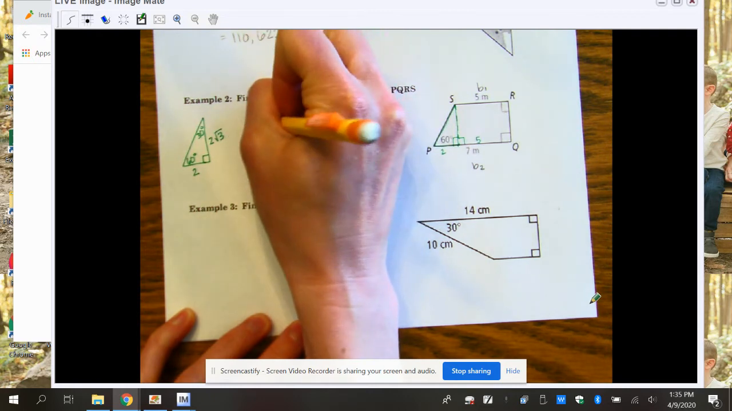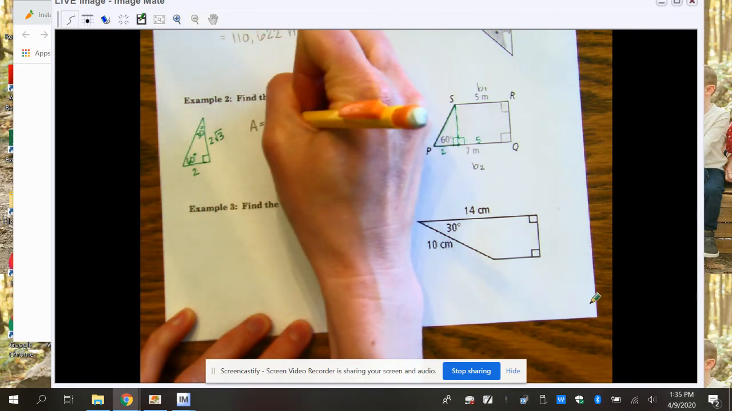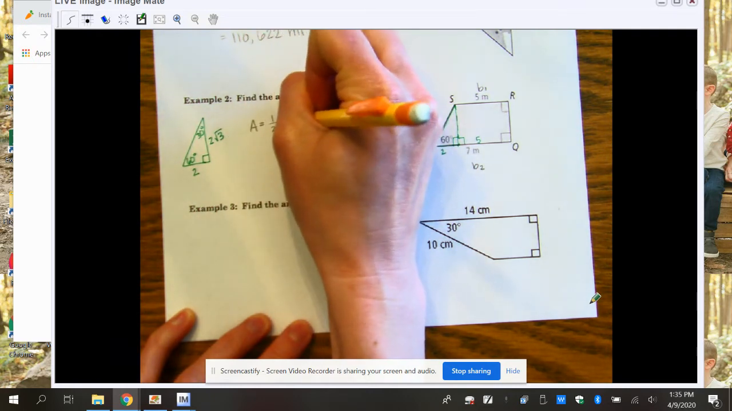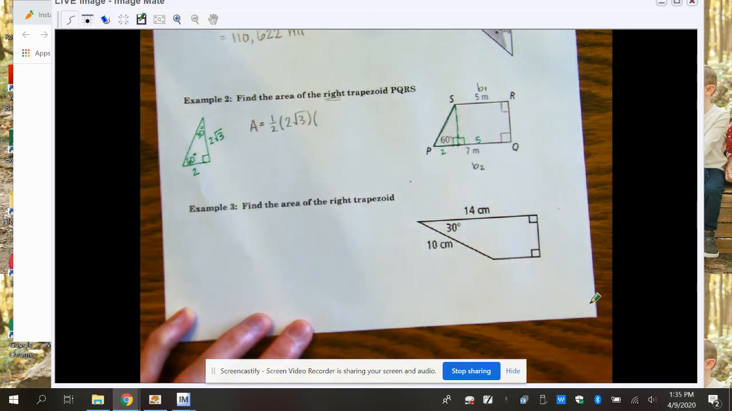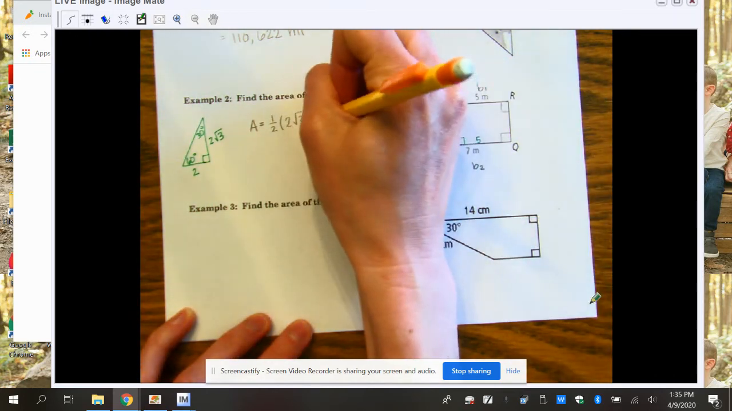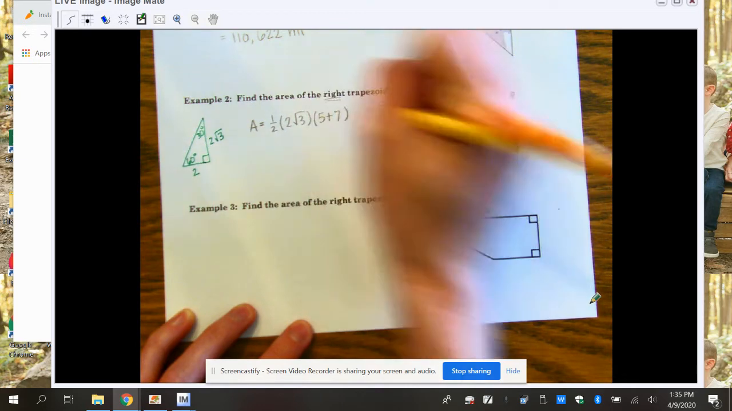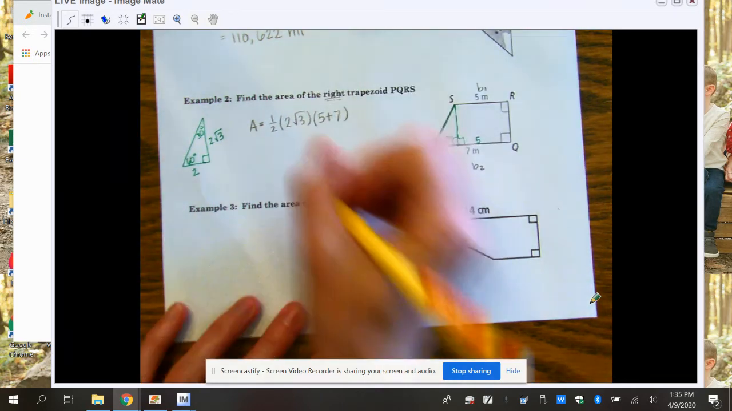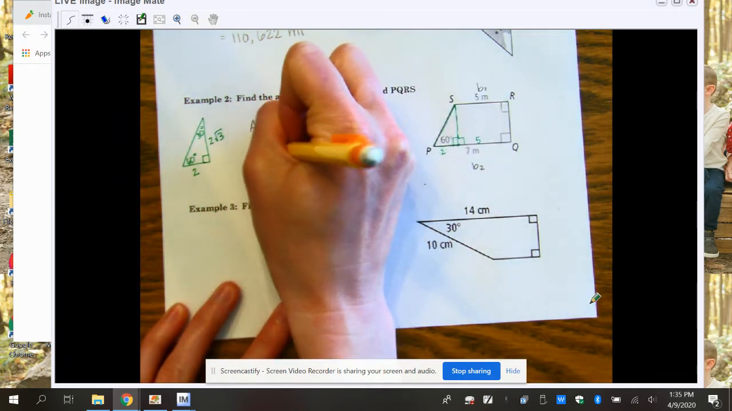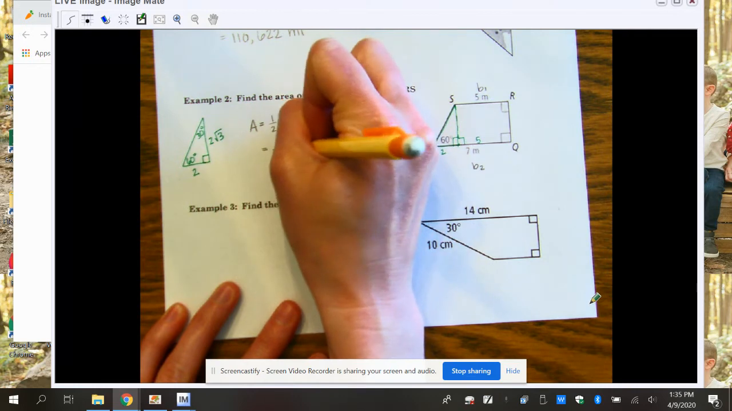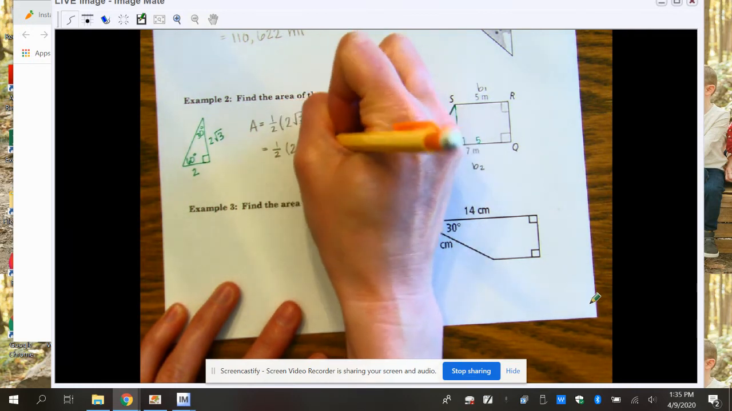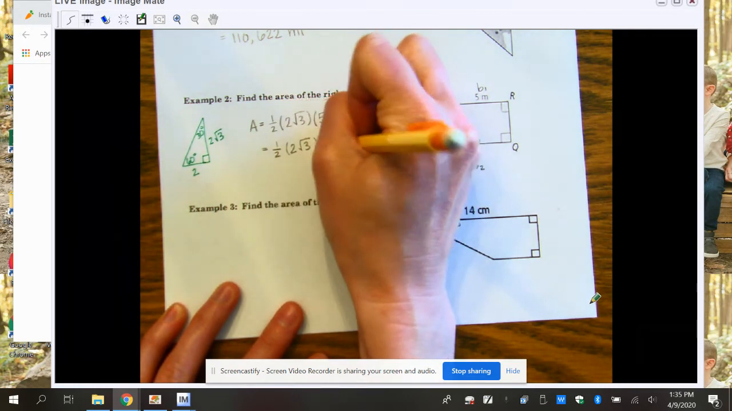So it's going to be 1/2 times our height, which is 2 radical 3, times the sum of our bases, which would be 5 and 7. Okay. So I'm going to go ahead and add those two bases together. So 1/2 times 2 radical 3, 5 plus 7 is 12.